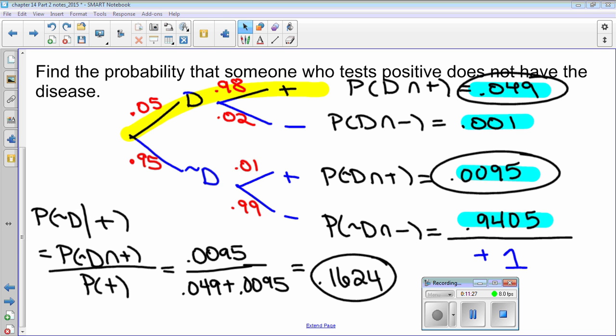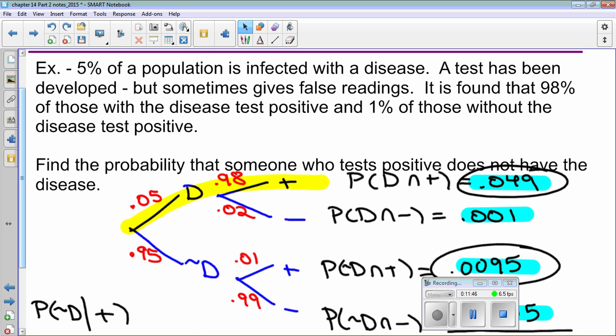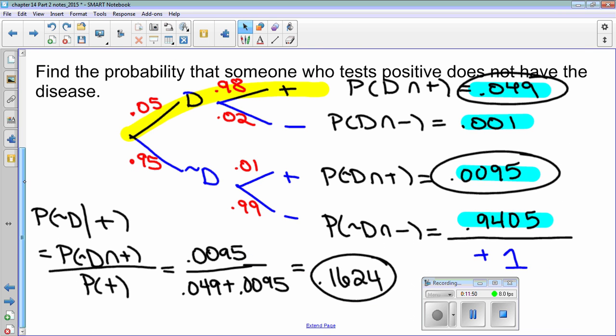So the probability that someone who tests positive does not have the disease, that's the probability of a false positive reading, right? False positives. 16% of the time? That's scary, isn't it? When you read those percentages in the beginning, did you think that it was going to be that high at the end? Didn't seem that way. But believe it or not, it happens more than you think.